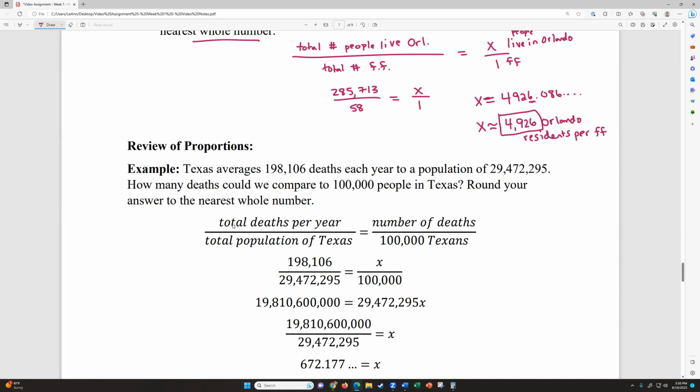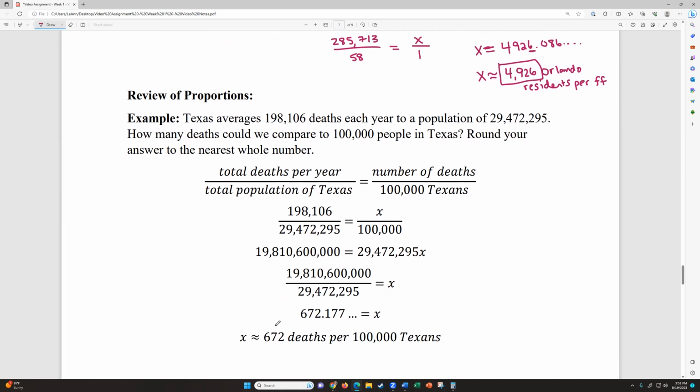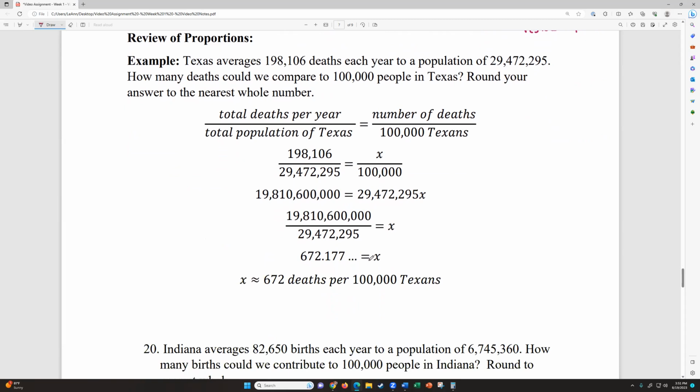So we have 198,106 total deaths in the state. And again, that's an average, but we're using it as our total. And then we're saying total population of 29,472,295. We want to know roughly how many deaths is that for every 100,000 people in Texas. So I've already cross multiplied here and got those large numbers. We're dividing by the 29 million number because it's next to the X. And that comes out to about 672.177, decimal goes on forever. And rounded to the nearest whole number, that 1 does not bump the 2 up, it would keep it a 2. So about 672 deaths per 100,000 Texans.